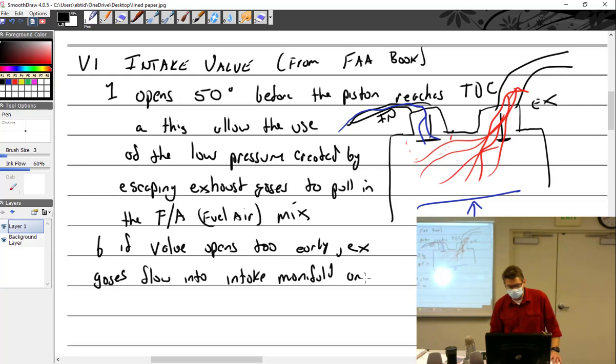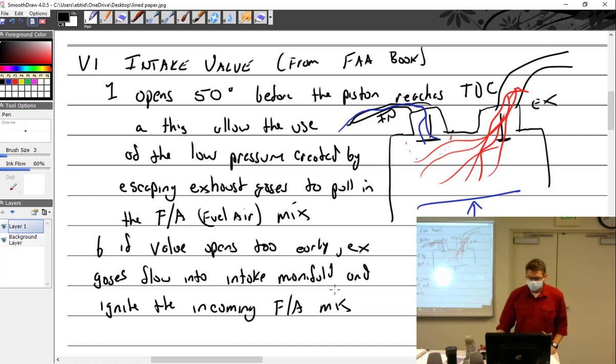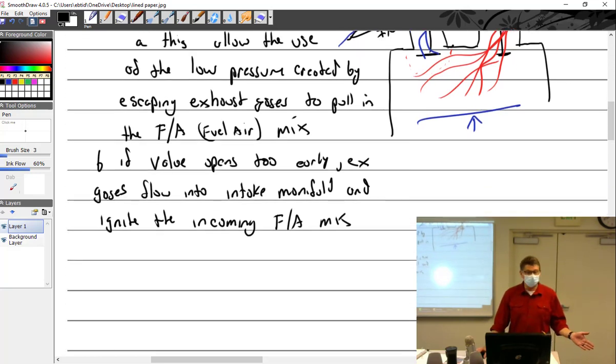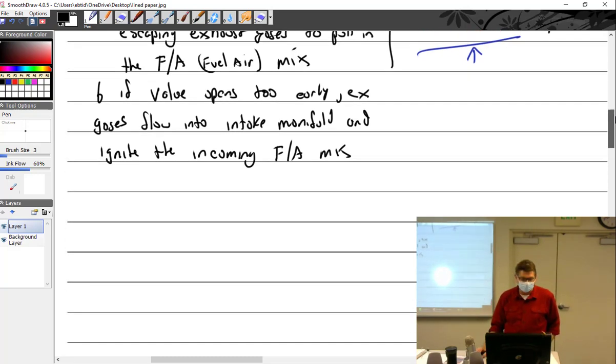And ignite the incoming fuel-air mixture. Well, that's not very desirable. All right, so that's what we got there. So we know it's going to open early, but not too early. And we know why it's going to open early, right? The escaping exhaust gases help to start draw in some of that fuel-air mixture.